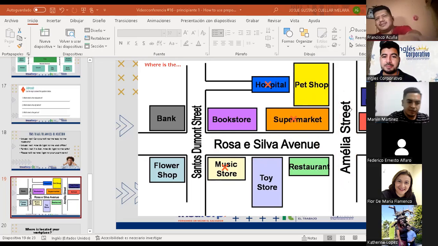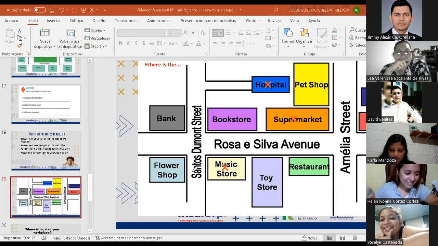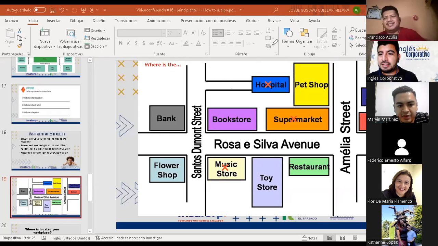Vamos a preguntar a alguien más. Helen. Where is the school? Tenemos aquí school. The school is next to the fast food restaurant on Amelia Street. Perfect, that's nice.